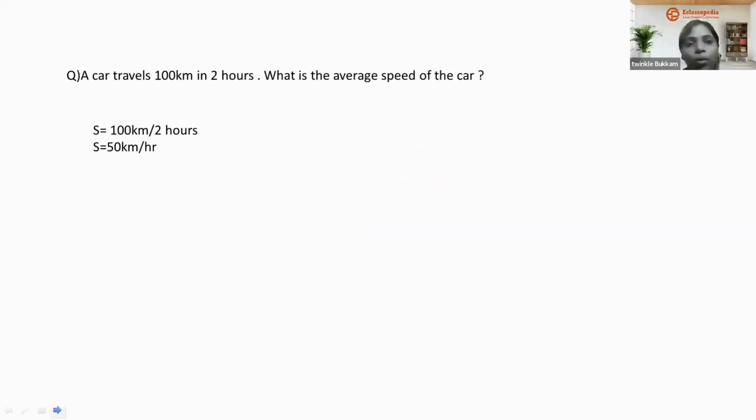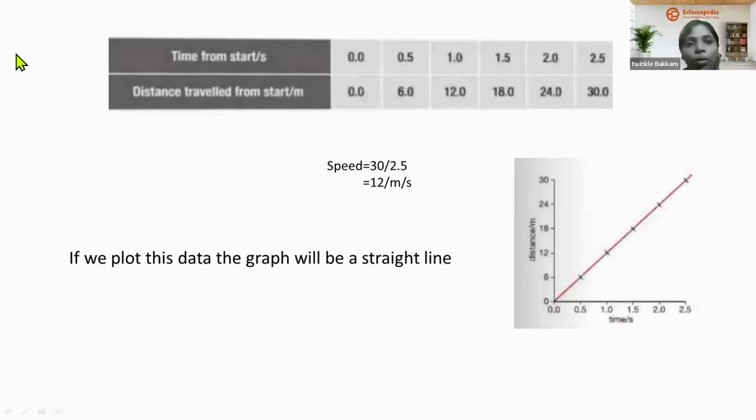So now can you all see this chart that I have presented? This data is for a moving car. At time 0, the distance is 0. At time 0.5 second, the distance is 6 meters. At time 1 second, the distance is 12 meters, and so on. So we know the final distance that a car has traveled in some time, so we can definitely put it in the formula and get the speed of the car.